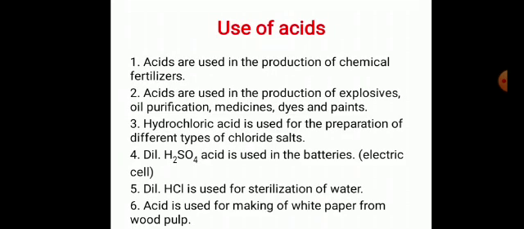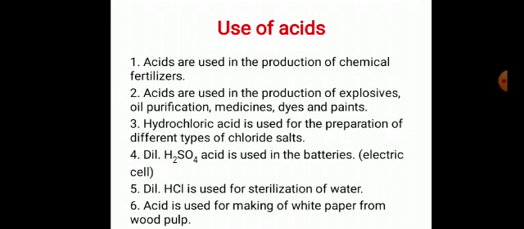Use of acids. Acids are used in production of chemical fertilizers. Acids are used in production of explosives, oil purification, medicines, dyes and paints. Hydrochloric acid is used for preparation of different types of chloride salts. Hydrochloric acid is also used to clean toilets and to obtain glucose from starch and also for production of gelatin.